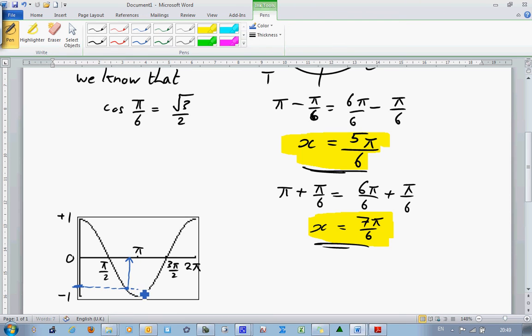Well, we said earlier that we know that cos pi over 6 is the positive root 3 over 2. But we want negative root 3 over 2. And looking at all the symmetries in the graph here, this is pi over 6, this is pi over 6, and this is pi over 6. So we've got pi minus pi over 6, and we've got pi plus pi over 6, which we've done earlier. Okay?